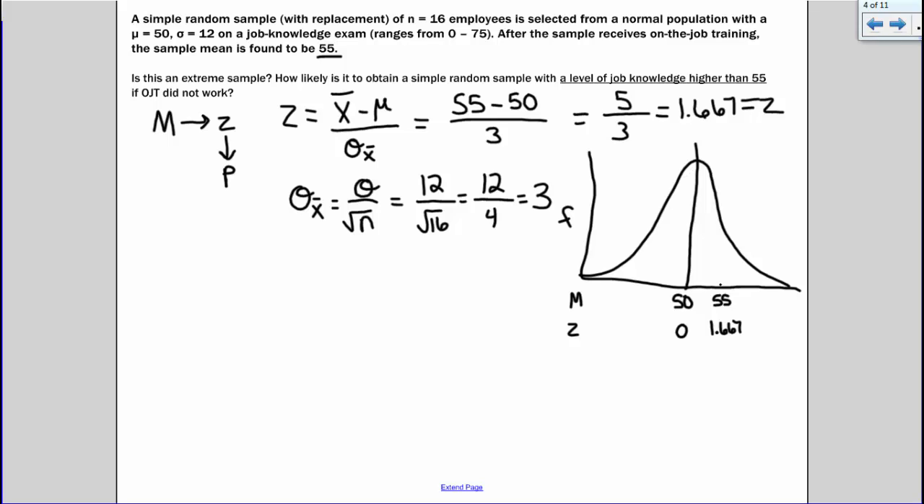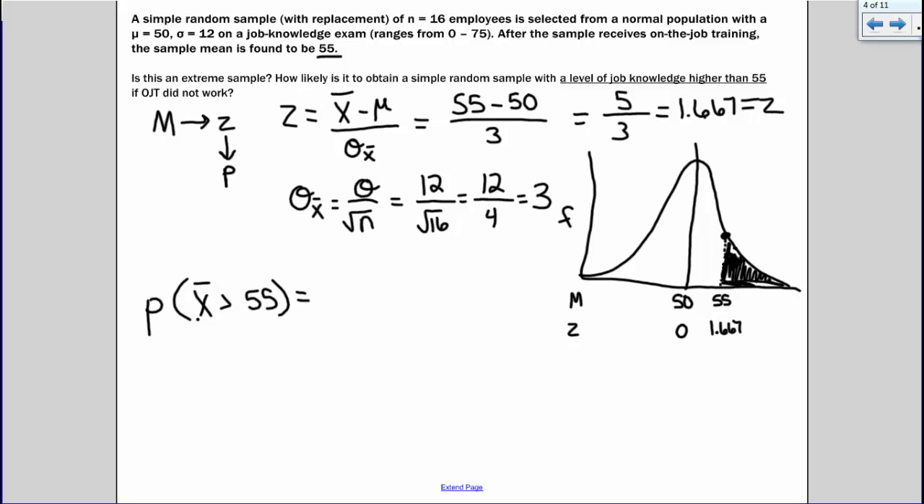So if we kind of visualize where that falls in the distribution, it's too high of a frequency. It's still too likely that you would get a sample mean of 55 just randomly, just due to chance, again, even if on-the-job training didn't work. But now let's figure out what's the probability that you would get a mean greater than 55 if on-the-job training didn't work. So we are looking for the probability of a sample mean greater than 55.